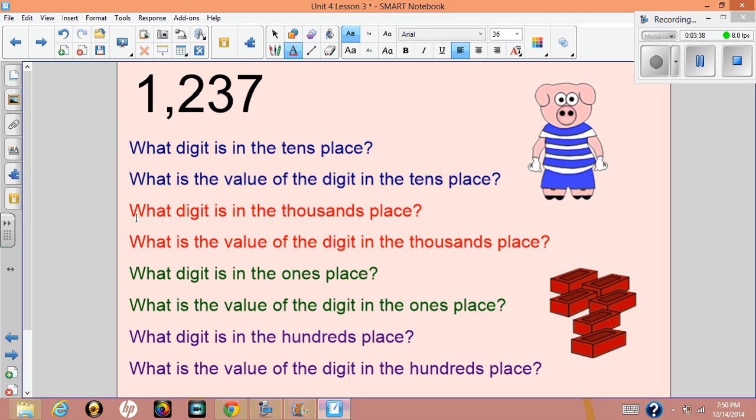Let's look at the next set of questions. What is the digit in the thousands place? The 1. What is the value of the digit in the thousands place? 1,000. Let's look at the green questions. What is the digit in the ones place? It is 7. What is the value of the digit in the ones place? It is 7 ones, or 7. Let's look at the purple questions. What is the digit in the hundreds place? It is the 2. What is the value of the digit in the hundreds place? It is worth 200.